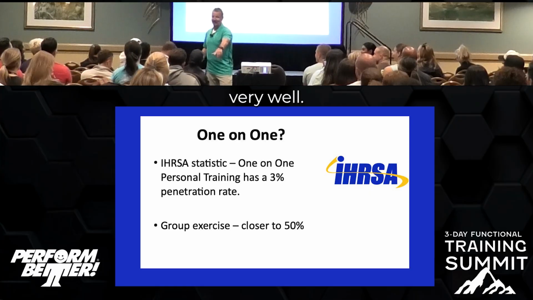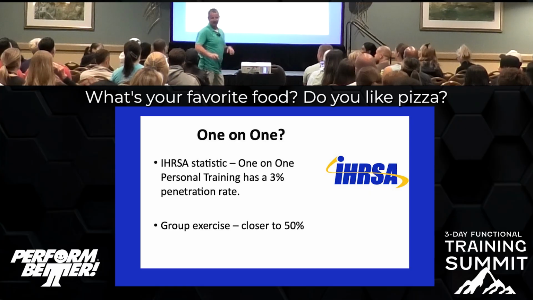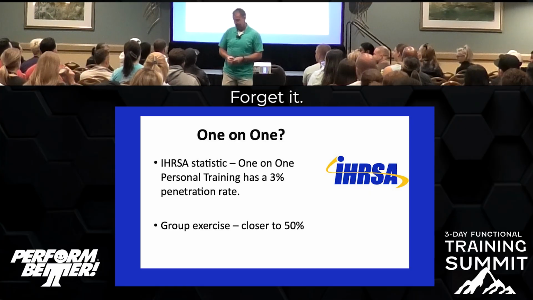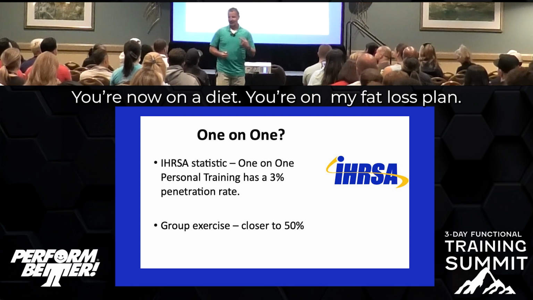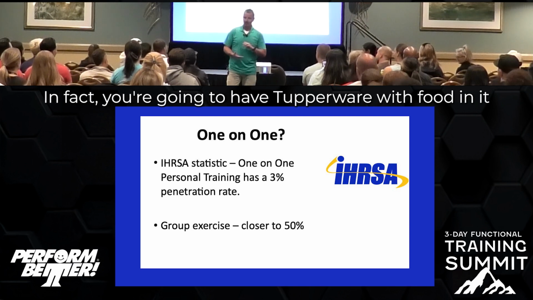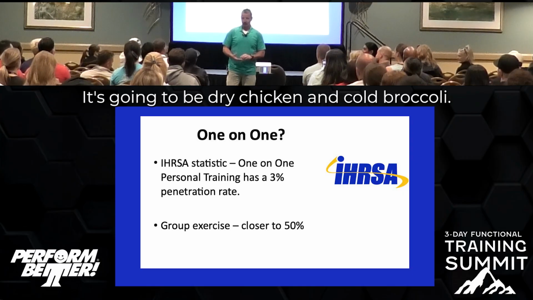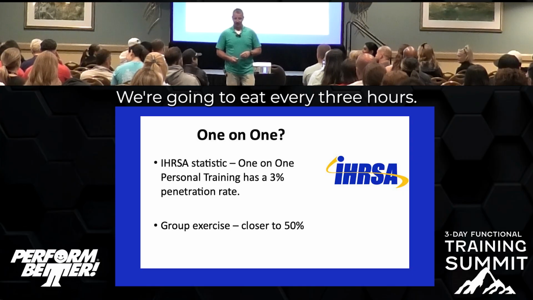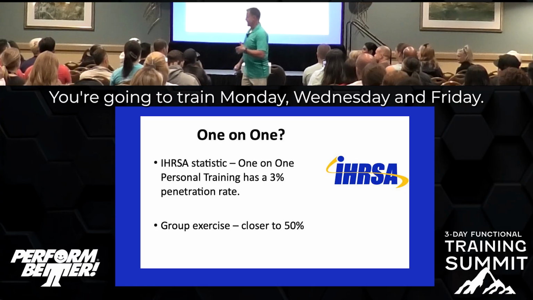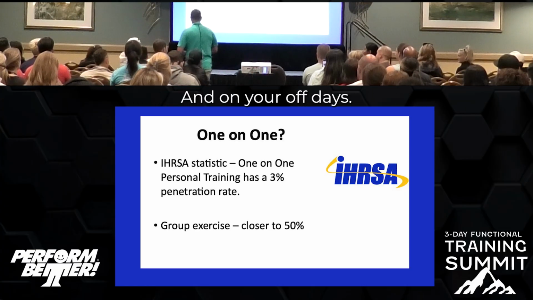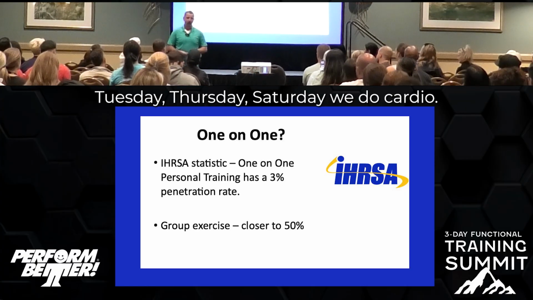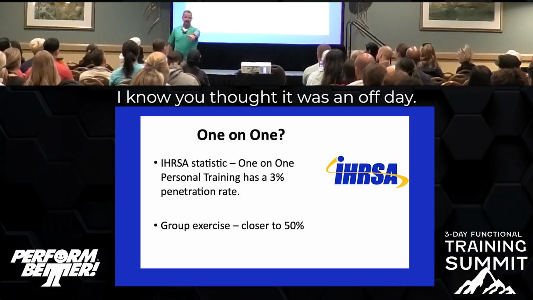See, playing along very well. What's your favorite food? Do you like pizza? Forget it. You're now on a diet. You're on my fat loss plan. In fact, you're going to have Tupperware with food in it all the time. It's going to be dry chicken and cold broccoli. We're going to eat every 3 hours. You're going to train Monday, Wednesday, and Friday, and on your off days, Tuesday, Thursday, Saturday, we do cardio. I know you thought it was an off day. That's not what it means here.